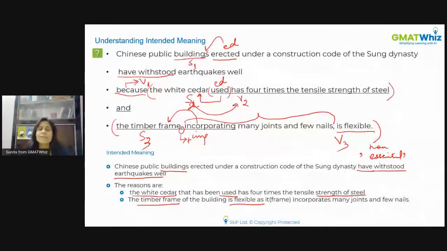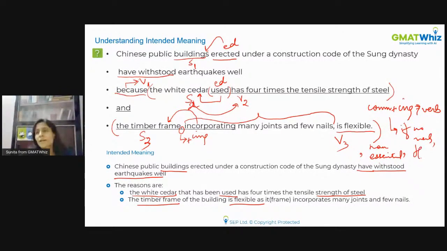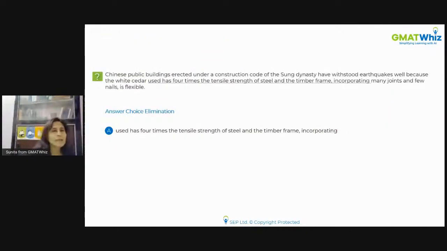So the lesson we've learned here very clearly is that the ing verbal, comma plus ing verbal, will modify a verb. But if there is no verb, it will modify a noun. If no verb, then the nearest noun. So you've got to be very, very clear here. A as is correct for the time being, and I'm going to quickly move to B.